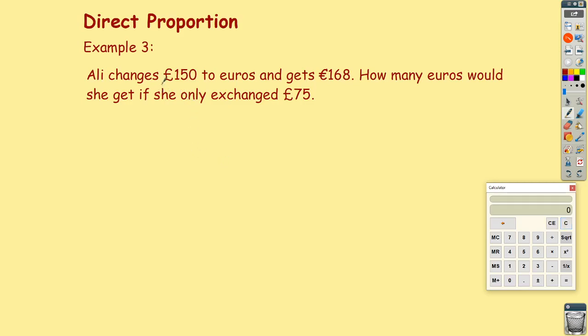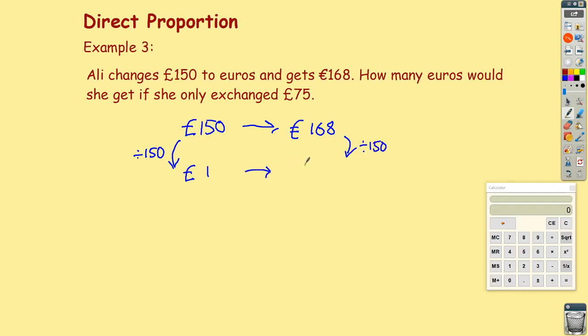Okay, so again, using that first tip, we can see that we've got 2 quantities in pounds. So we're going to want to start off with our comparison here, starting with the pounds. So £150 got her 168 euros. And the first thing we're going to want to figure out, by dividing by the 150, is how many euros she got for £1. Okay, so we're going to divide this side by 150, and that should give us our answer.